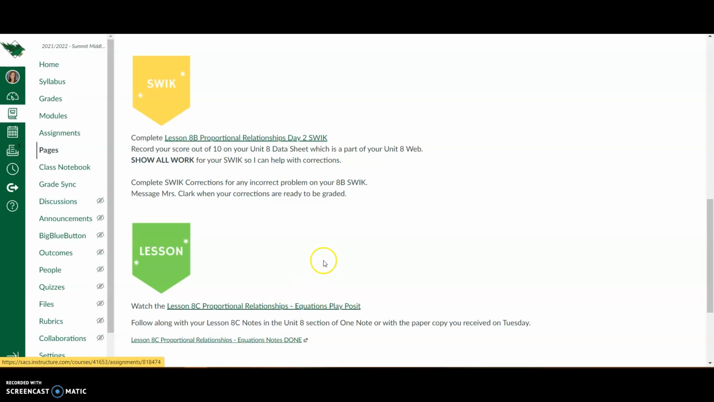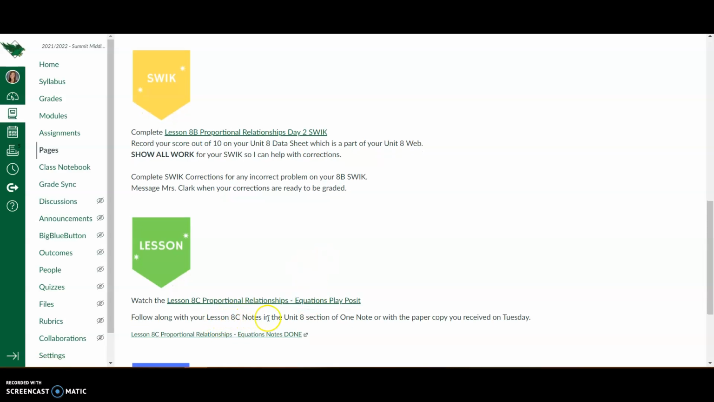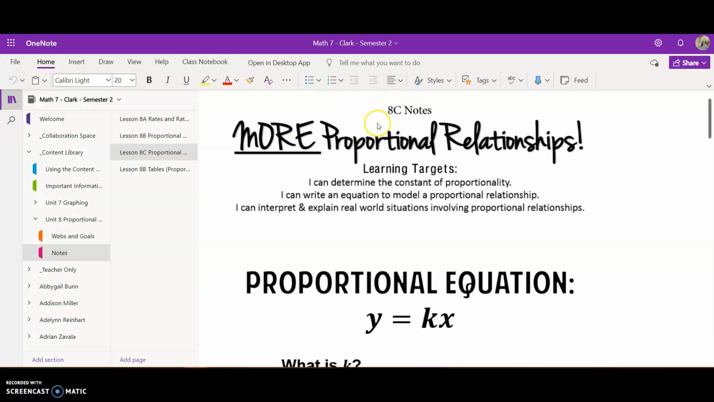So click on this link right here, and then it says follow along with your 8C notes that are in OneNote or with the paper copy that you received on Tuesday. So on Tuesday, during team time, during Green 4, if you wanted to grab a paper copy of the notes, I handed paper copies out. So you might already have a paper copy of the notes that go along with this Playposit. If not, they're in your OneNote.